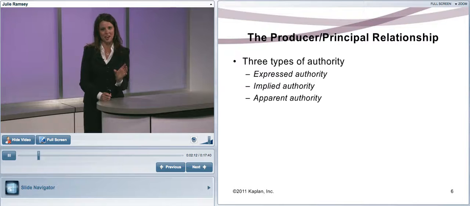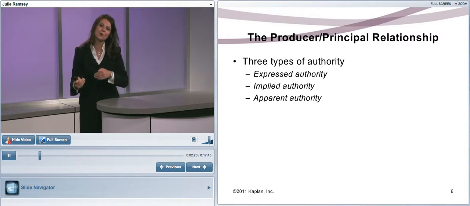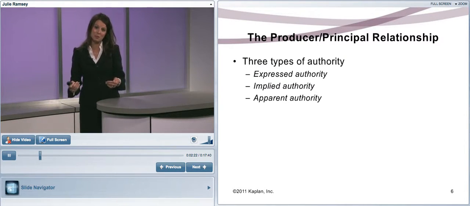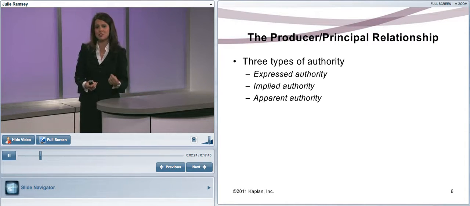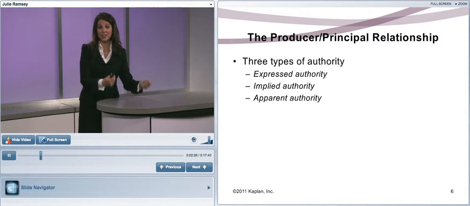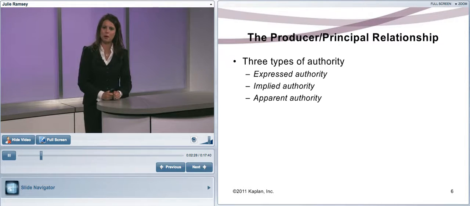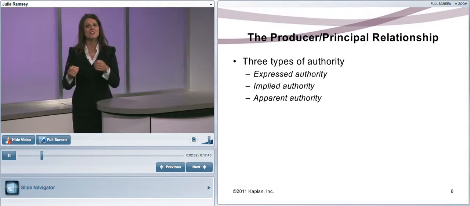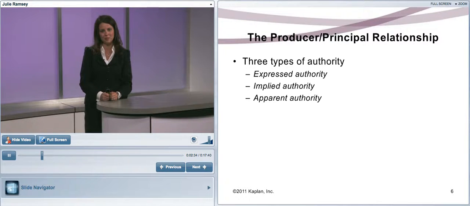It's in the contract. An implied authority. It's not written in the contract. It's not expressed. But powers are implied in order to do business. For example, let's say that you want business cards to do your job, and you get out the contract, and it never expresses that you can buy business cards. Well, it's implied. If you need that to do your job, then you can go and do that.